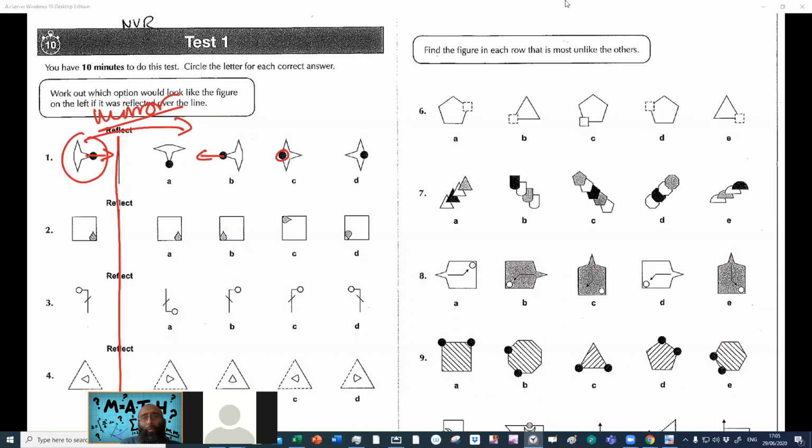Excuse me 1 second, folks. Give me 1 second. All right, let's get back to the recording.